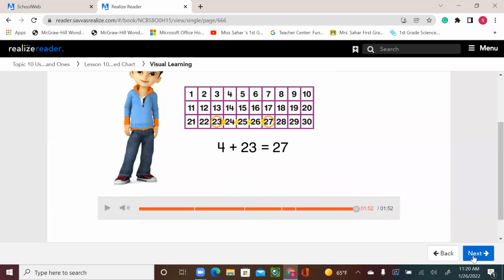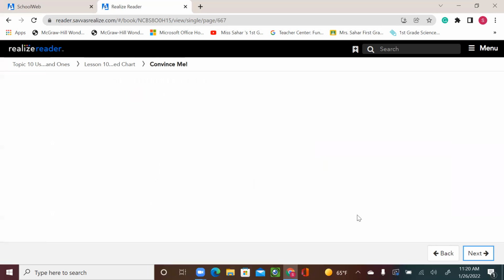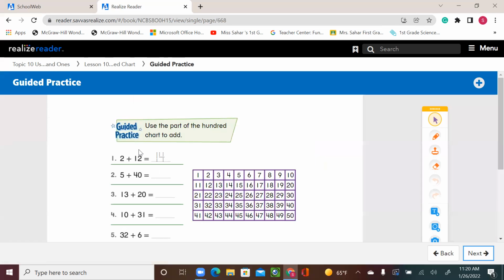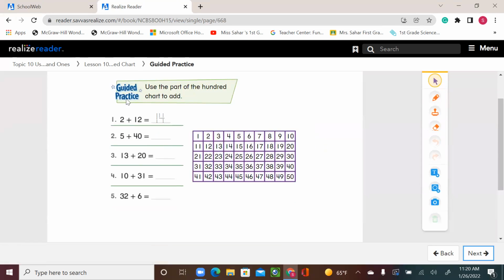All right, let's see our guided practice, page 410 in your book. Use the part of the 100 chart to add. So this is not the whole 100 chart, it's from 1 till 50, but that means you're not going to use more than that. So let's see what we have.